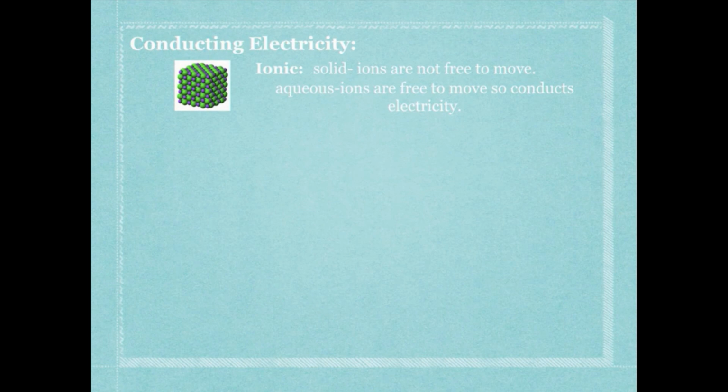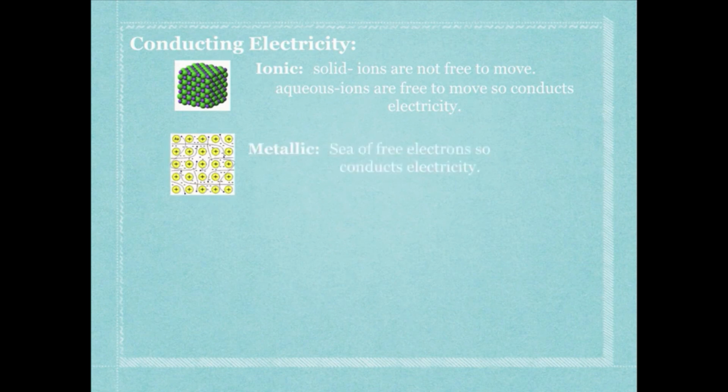Keep in mind that it's the ions that are free. A lot of people confuse it and say, oh, the electrons are free to move. No, the reason why ionic compounds will conduct electricity in solution is because their ions are free to move around. Let's talk about metals. For metallic bonding, they will always conduct electricity in the solid state, and that's because they have a sea of free electrons that are constantly moving around, and therefore they're able to conduct electricity.